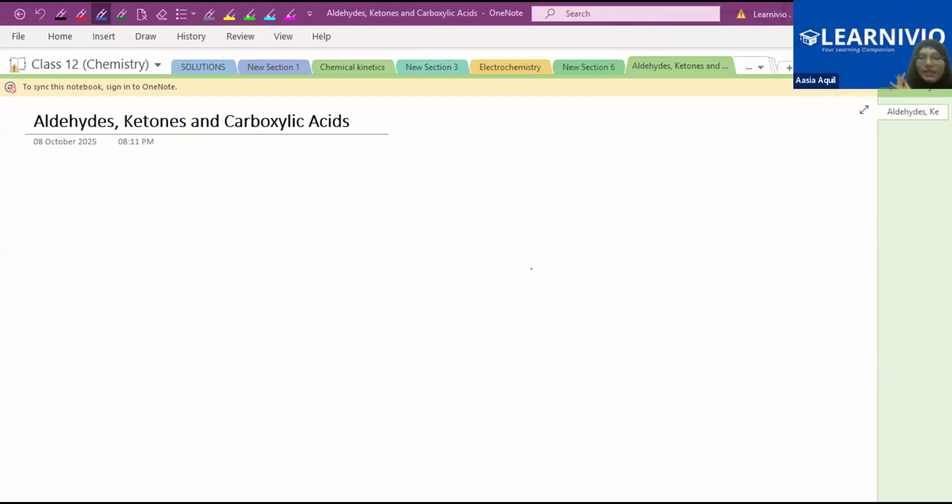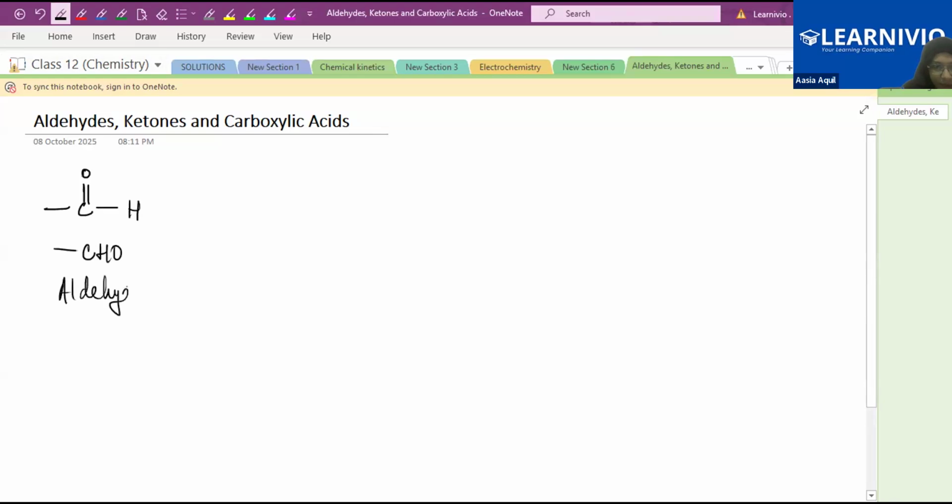So aldehyde, ketones, and carboxylic acid. First, let's see what are aldehydes, what are ketones, what are carboxylic acids. Which group is known as aldehyde? Suppose we have this group, C double bond, and here hydrogen is attached, and there is some other alkyl group, and here the hydrogen is attached, CHO. So this CHO group is known as the aldehyde group.